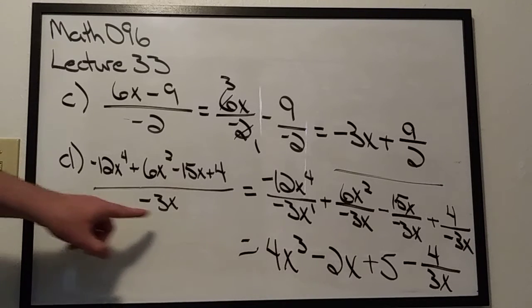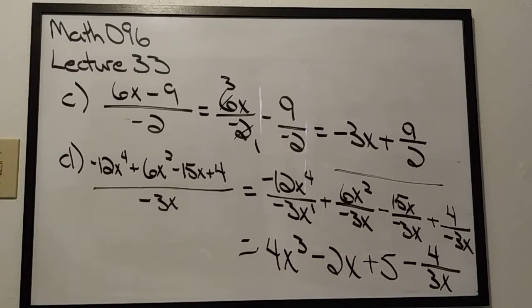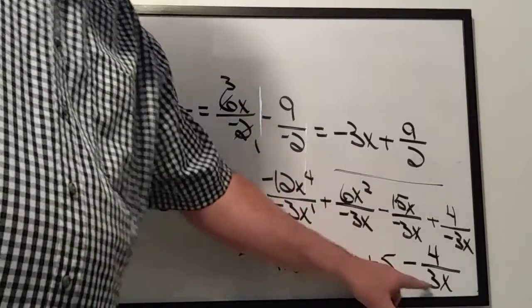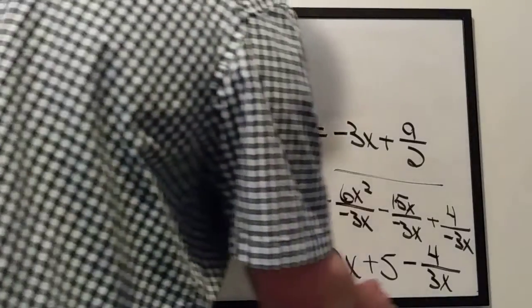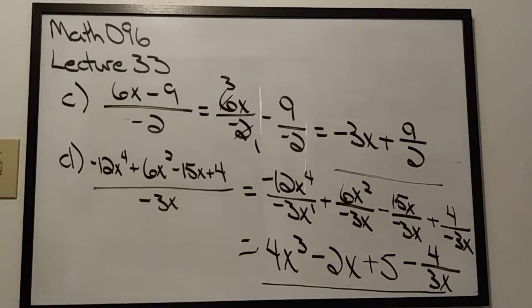So anytime you're dividing by a denominator that involves an x, there's the possibility that you're going to have a fraction here, and that fraction has an x in the denominator. So always make sure that you're careful about making sure that that x doesn't somehow magically move up into the numerator. So there's our answer: 4x to the third minus 2x plus 5 minus the fraction 4 divided by 3x. So at this point, you are ready to go ahead and do the homework for section 33.